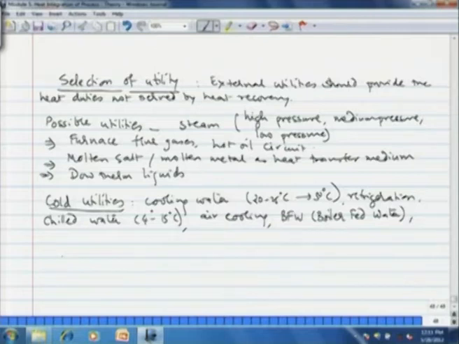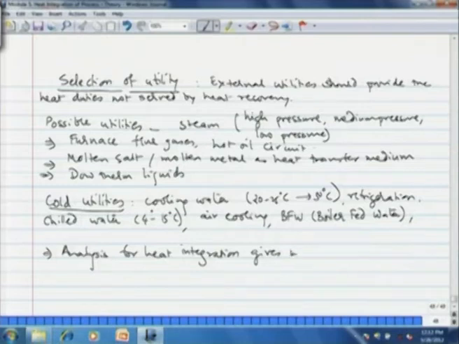Now the composite curves can be used to set the energy targets, but not for the selection of utilities. So the analysis that we have seen in this lecture as well as the previous lecture, analysis for heat integration, gives us energy targets but not the utilities, the selection of utility.